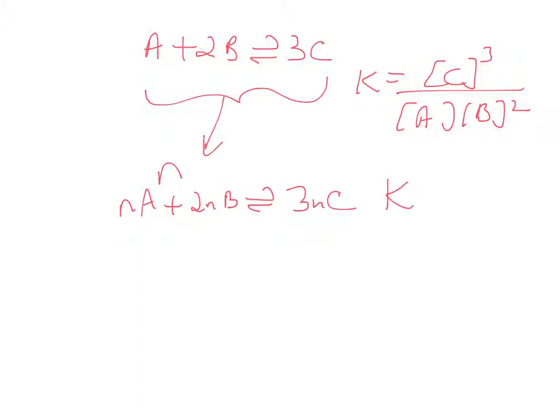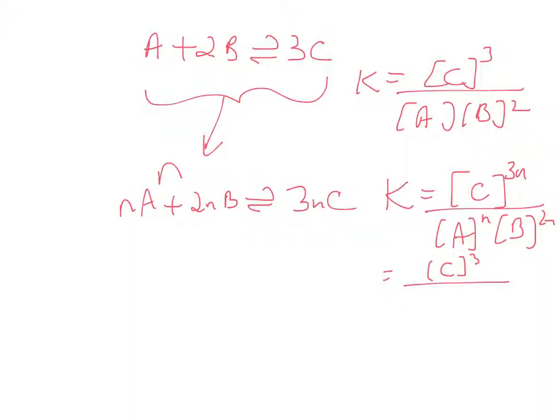What that means is that the K is now going to be written as C raised to the power of 3n, A raised to the power of n, B raised to the power of 2n. Or you can simply say that it is C raised to the power of 3 divided by A times B squared, whole raised to the power of n.